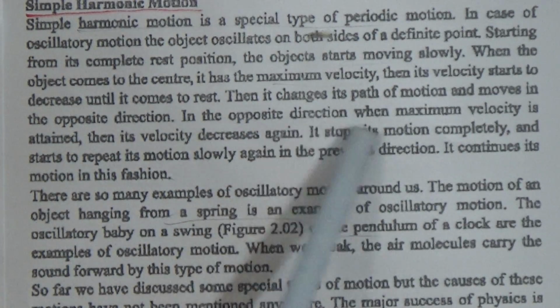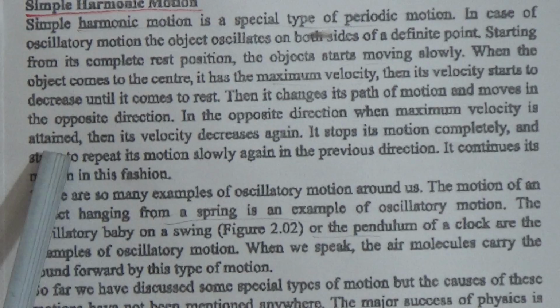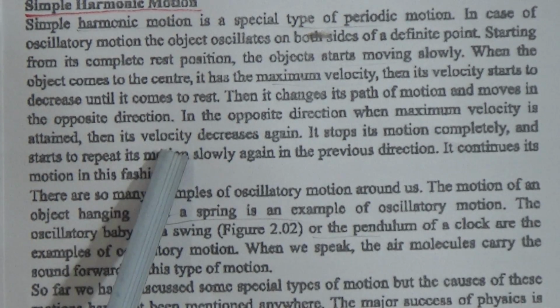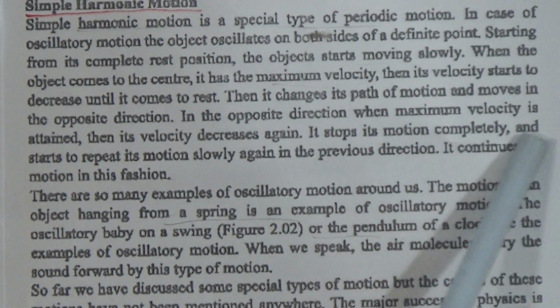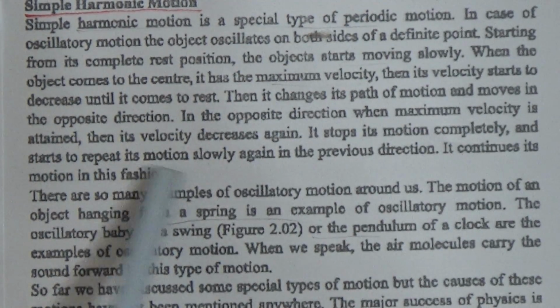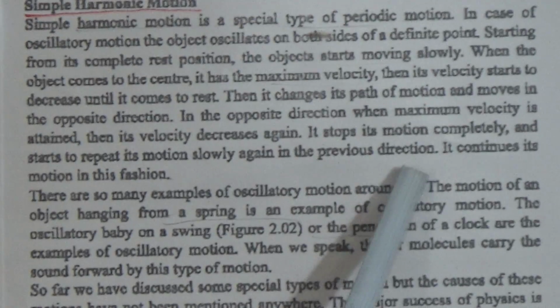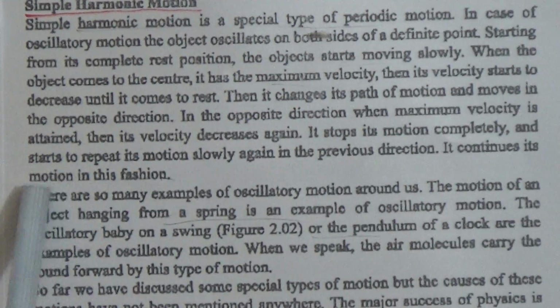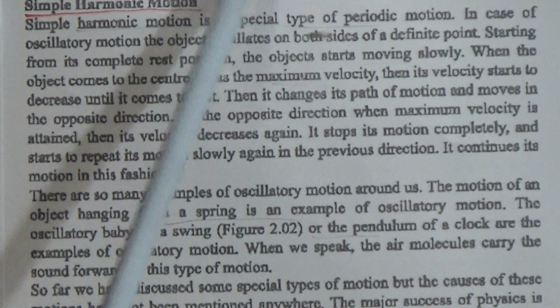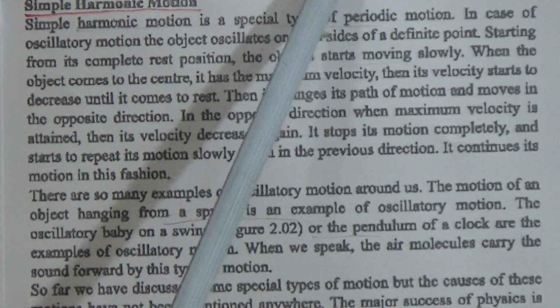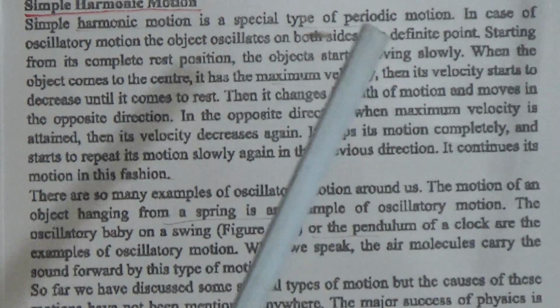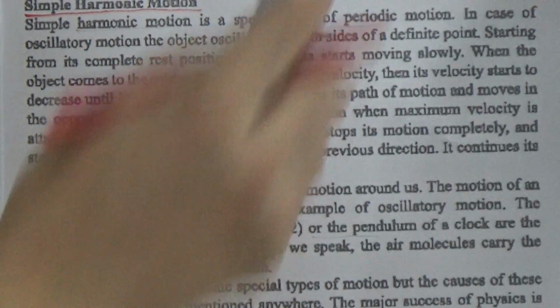In the opposite direction, when maximum velocity is attained, then its velocity decreases again and it stops its motion completely and starts to repeat its motion slowly again in the previous direction. Okay, it continues its motion in this fashion, and this one, look at this picture, is the example of simple harmonic motion.